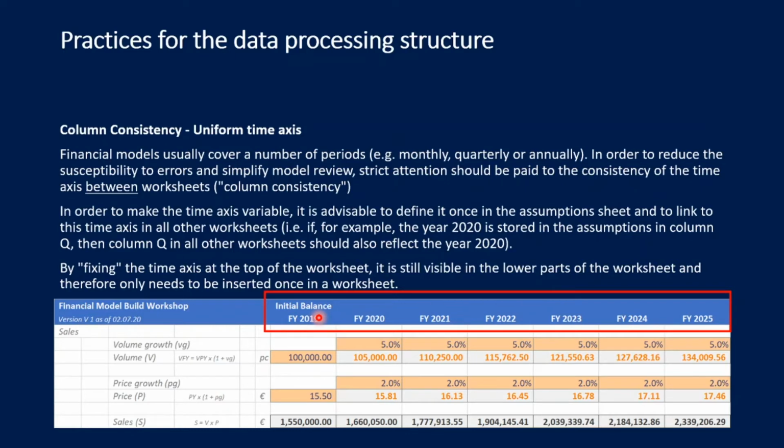So, on all sheets of the financial model, the initial balance sheet for the financial year 2019 should be in column G, and it should never switch the column. And the same is true for financial year 2020 in column H, and so on and so forth. It absolutely makes sense to keep the time axis a variable, so that the next year the model can be reused, having the financial year 2020 as an initial balance here.